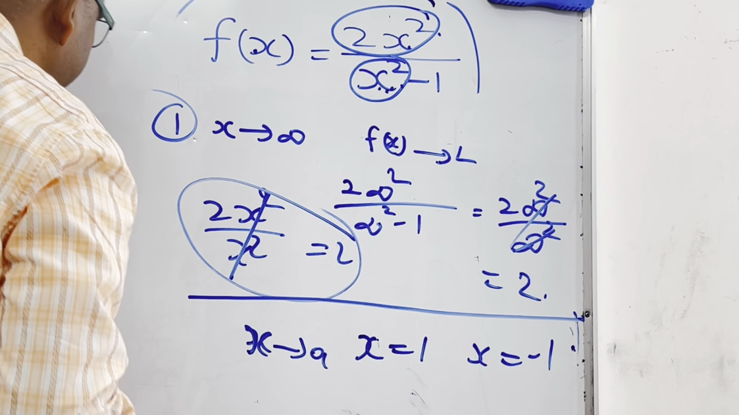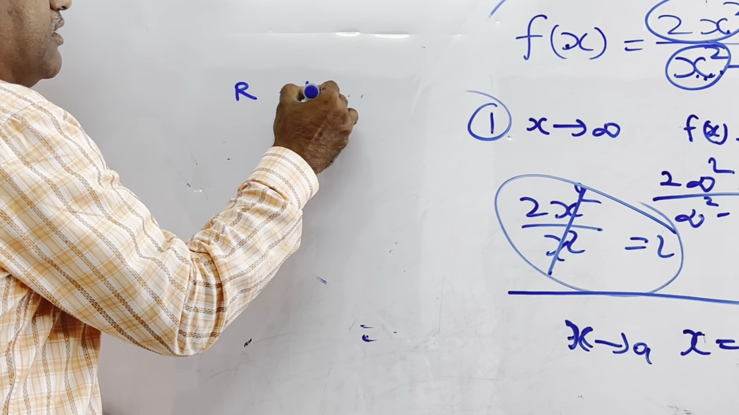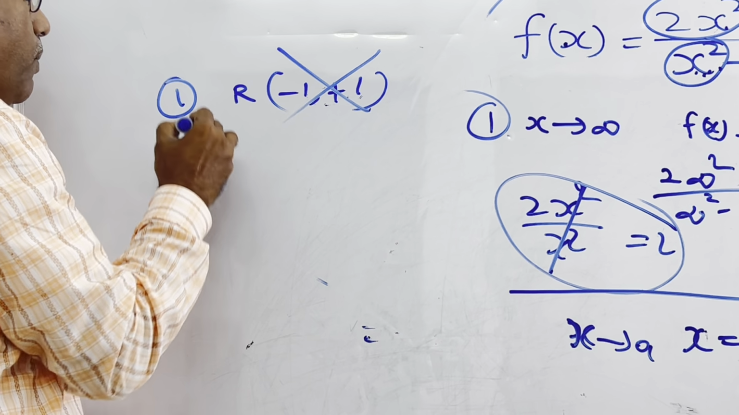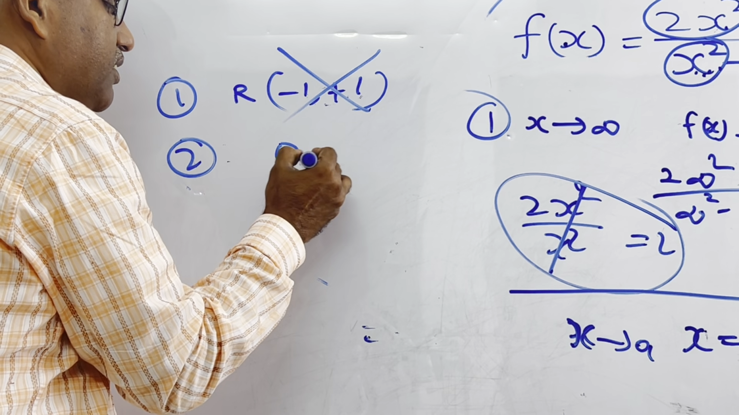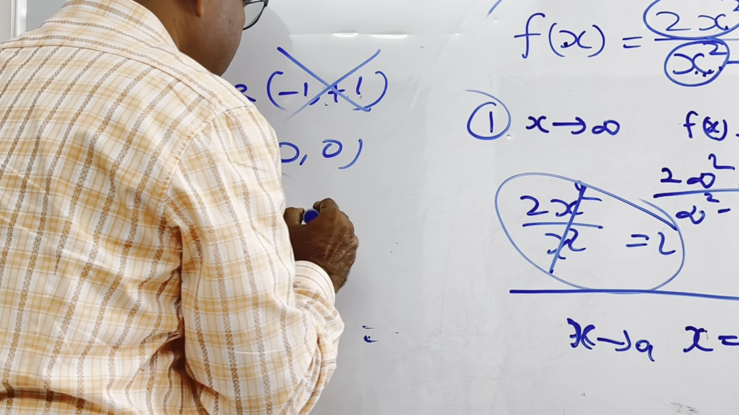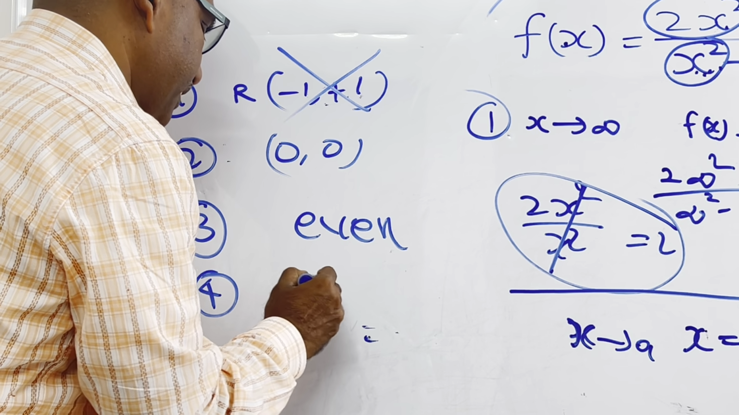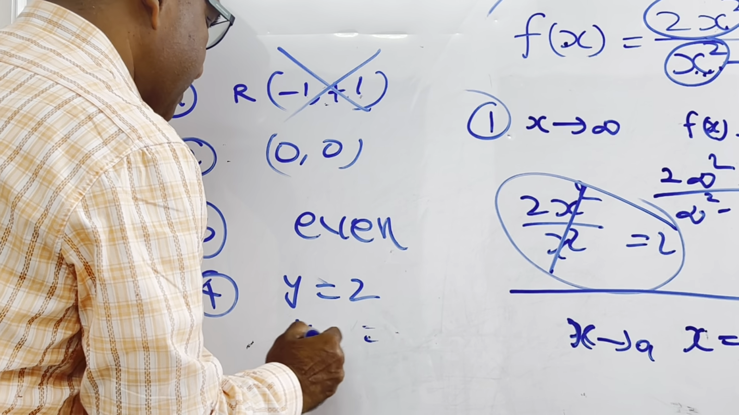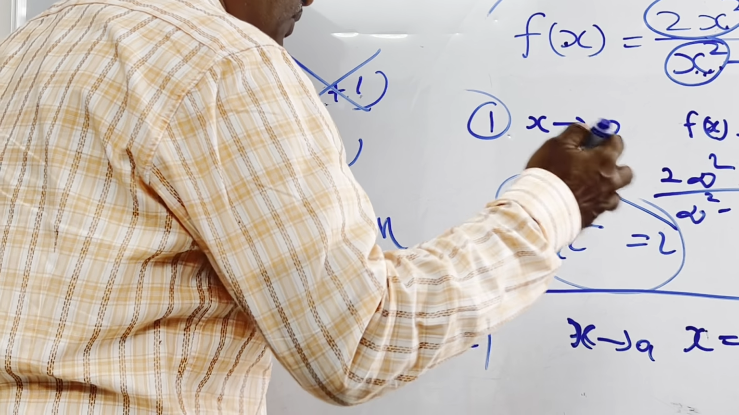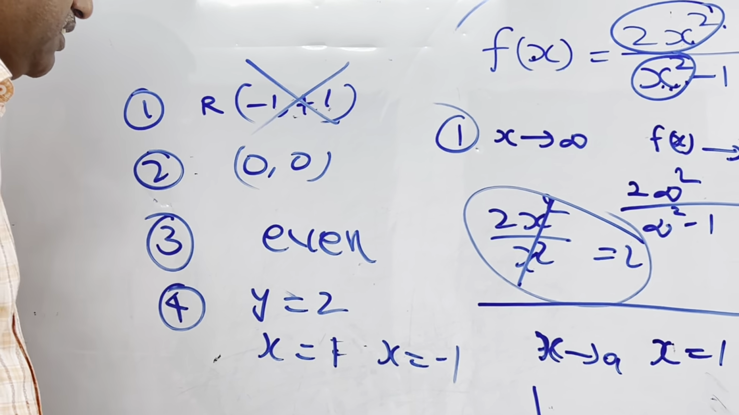Okay, with the 4 details I am doing now. First, domain: not minus 1 plus 1. Second, intercept: 0, 0. It is cutting through the origin. Third, symmetry: even function. Fourth, horizontal asymptote y equal to 2, vertical asymptotes x equal to 1 and x equal to minus 1. So you can draw the curve with the 4 available details.